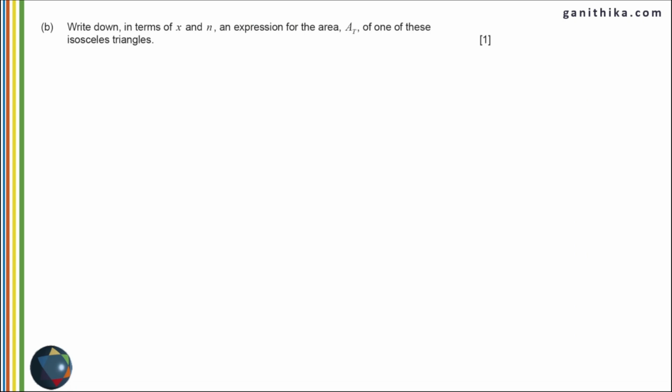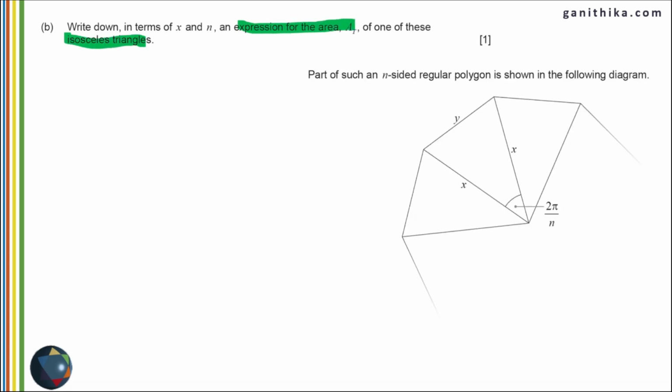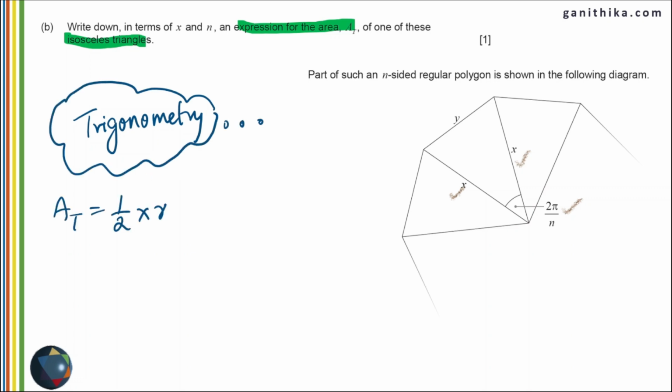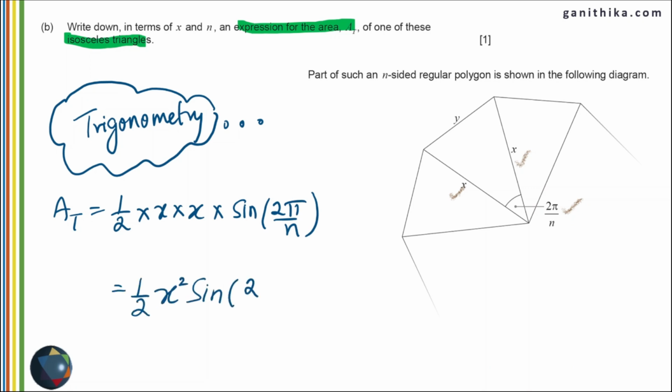We are going to find an expression for the area of this isosceles triangle. So if we bring the picture here as we have in the question paper, we have a triangle with 2 sides and included angle. So we can use the trigonometric formula for area, which gives you half times x times x times sine 2 pi over n. In short, it is half x squared sine 2 pi over n, and this is the expression for one triangle, AT.